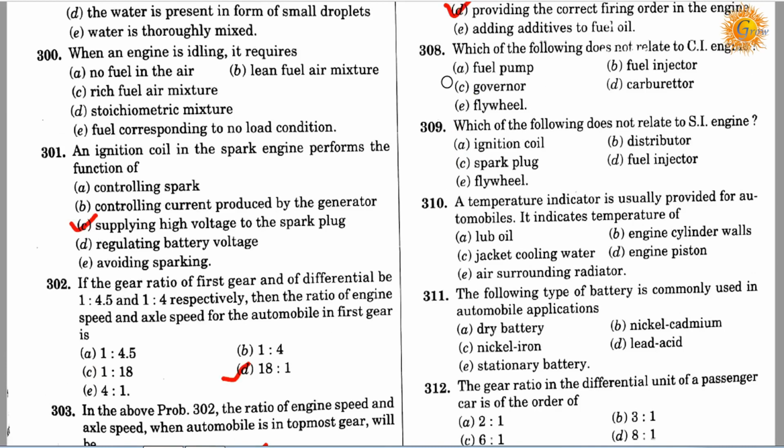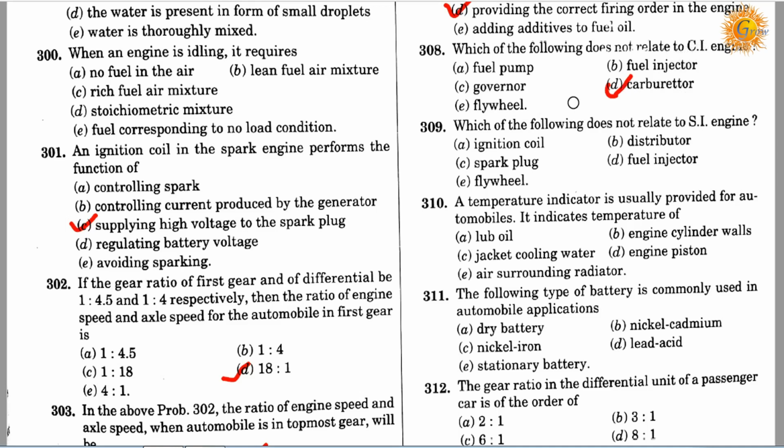Question number 308. Which of the following does not relate to CI engine? Option A, fuel pump. Option B, fuel injector. Option C, governor, sorry. Option D is carburetor. Option E is a flywheel. So the correct answer is D. Carburetor does not belong to a compression ignition engine, because it's a diesel engine.